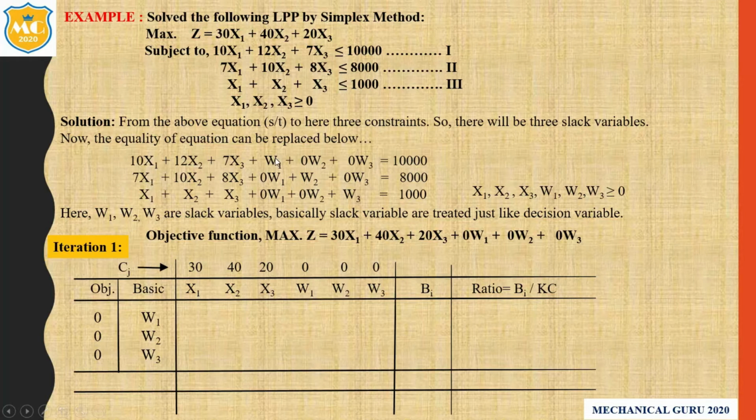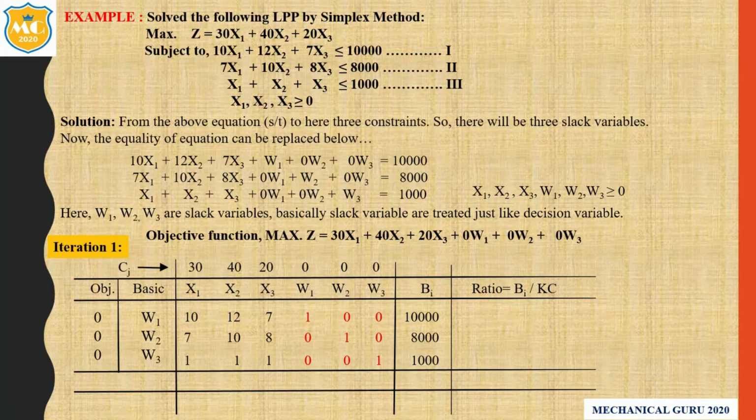Now we have to fill in the values. First consider the first equation, 10x1 plus 12x2 plus 7x3 plus w1, 0w2 and 0w3 is equal to 10,000. In that, we just write down the technological coefficients, that is 10, 12, 7, 1, 0, 0 and the last bi value 10,000. Simple. Similarly for the second equation: 7, 10, 8, 0, 1, 0, 8,000. And the third equation: 1, 1, 1, 0, 0, 1 and the resource value is 1,000.